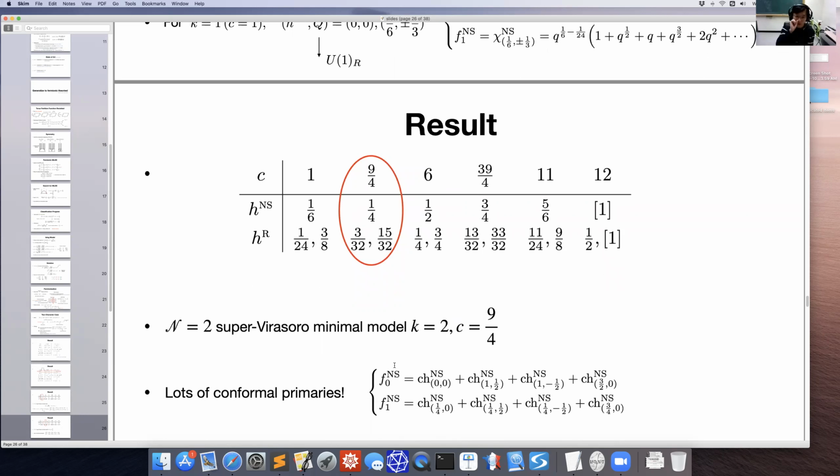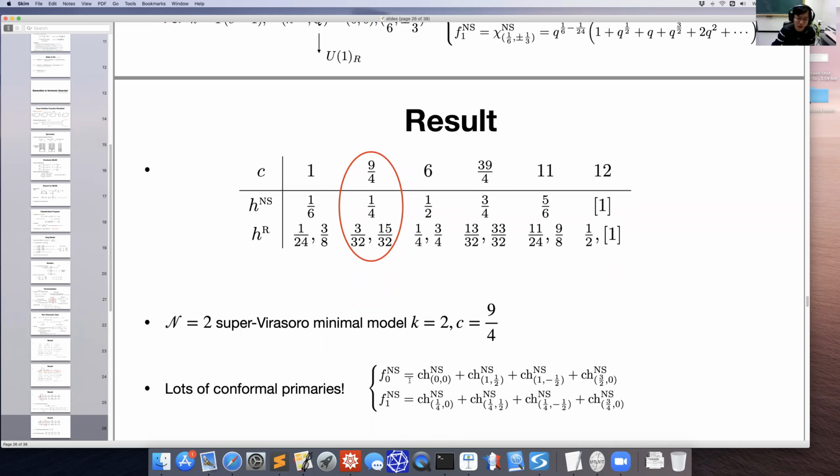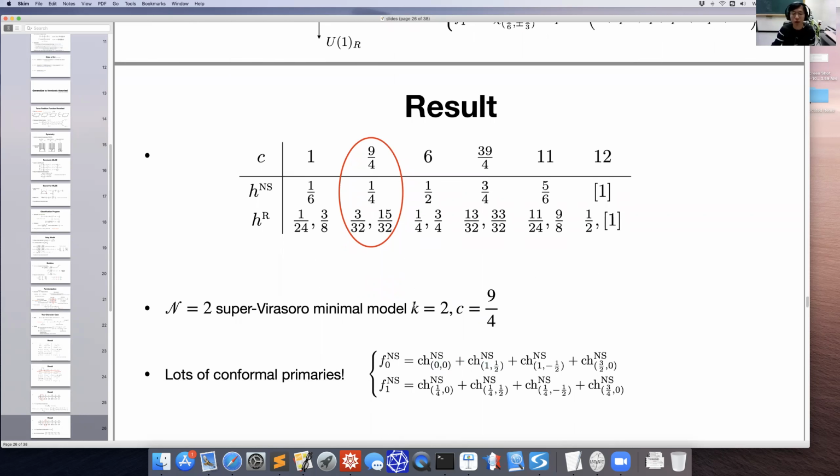But in this case, the problem is that there are lots of conformal primaries because k is very large. Still, we can try to decompose the solutions in terms of super Virasoro characters, super conformal characters. But it's very involved, so naturally we'd like to ask: can we have a better understanding of this solution? Actually, the answer turns out to be yes.